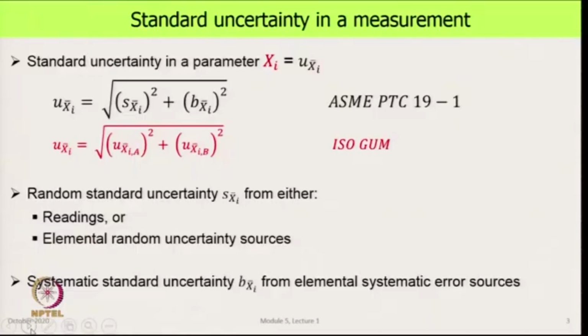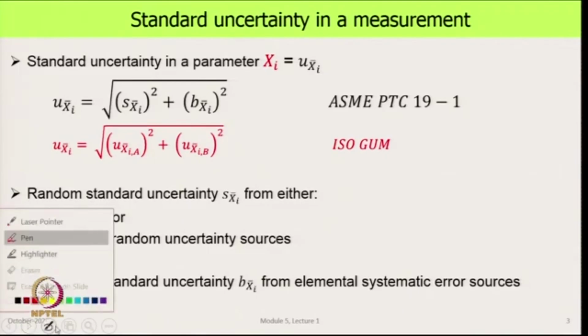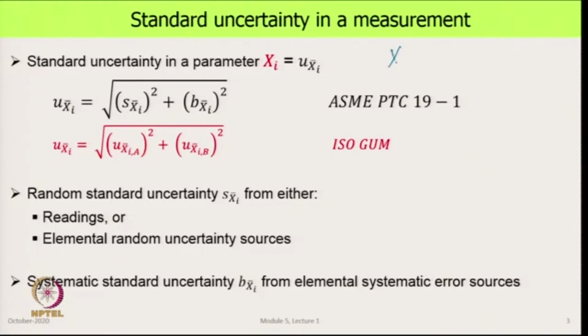We get the standard uncertainty in a parameter or a measurand, which is x_i, that means this could be different measurements x1, x2 and so on, and that we denote by u subscript x bar i. This is the standard uncertainty in the parameter, which from statistics is the same as standard error or the standard deviation of the mean.